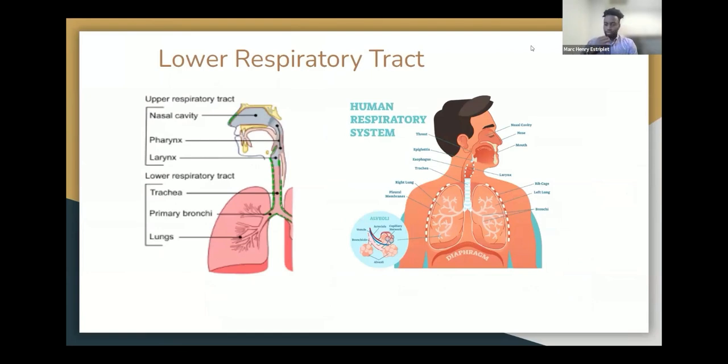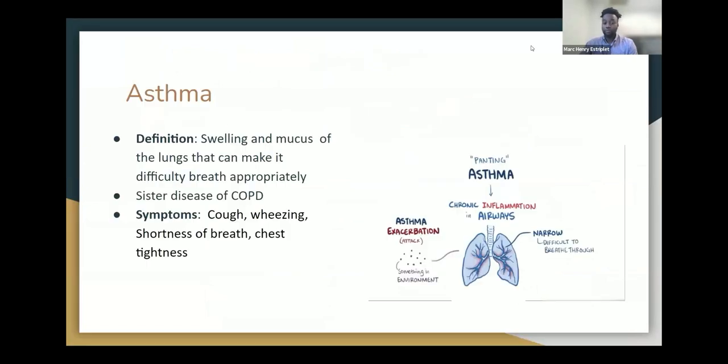So that was the upper respiratory tract. And like I said, it's all one system, the respiratory system, but there's an upper and a lower. So that was the upper. Now I want to talk a little bit about the lower, so from the neck down. Essentially, asthma is swelling, inflammation, and mucus in the lungs that make it difficult to breathe appropriately. It's the sister disease to a disease we've potentially heard of before called COPD. And oftentimes it comes with the symptoms of shortness of breath, chest tightness, wheezing. Oftentimes it is brought on by something that leads to what we call an asthma exacerbation or an asthma attack. So it's a condition that you may have consistently that you may not always experience, but something then will cause you to have an attack of it.